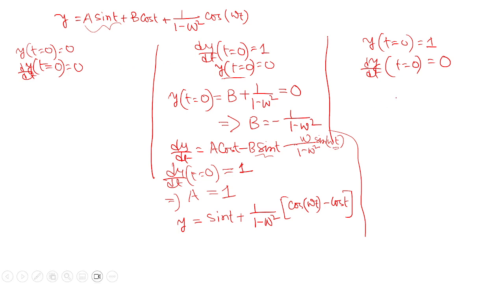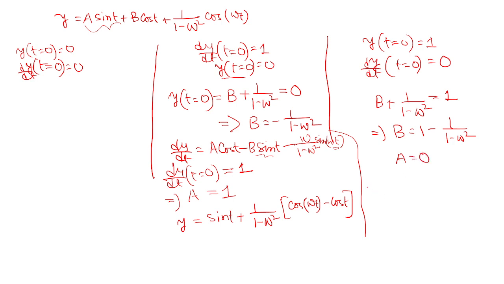So similarly, you can do this for this case. So for this case, what will be the coefficients? y at t equal to 0 is basically b plus 1 minus omega square equal to 1. So from that we get our b to be 1 minus 1 by omega square, and dy dt at t equal to 0, if we put this to be 0, then we will get a equal to 0.